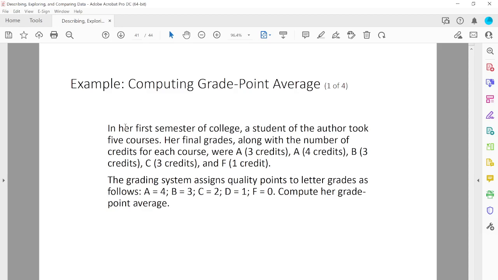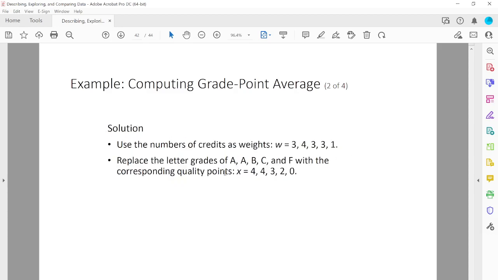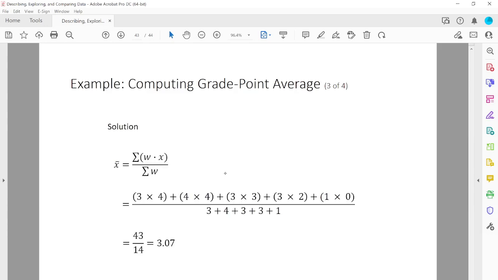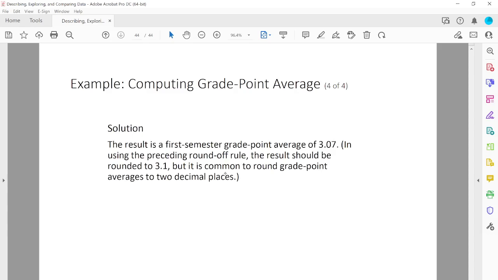So this is the example. A student got A, B, C and F, so 2 A's, 1 B, 1 C and 1 F. We want to find the grade point average, GPA. For that, we multiply each grade by its corresponding weight, and then divide by the total number of weights. That gives us 3.07 as the GPA. In this case, we did not round it. The result is a first semester grade point average of 3.07. But instead of rounding to 1 decimal place, we leave it at 2 decimal places because of common practice. Okay, so these are measures of center.